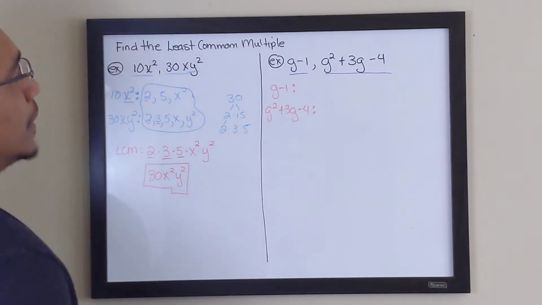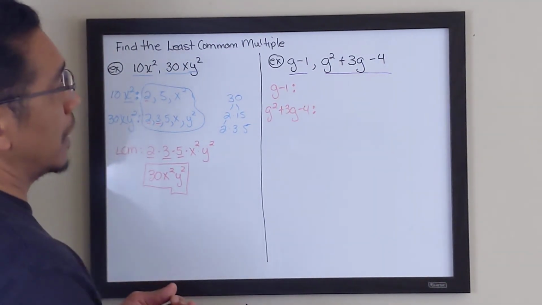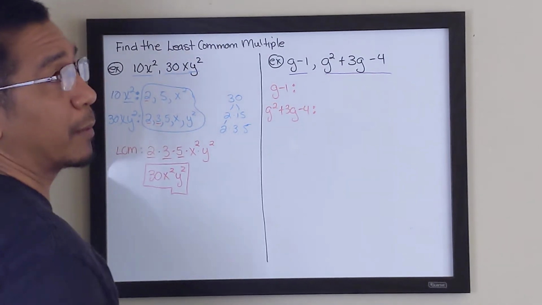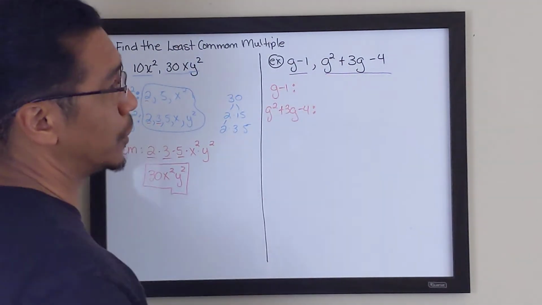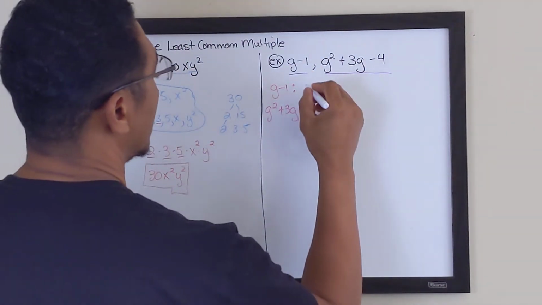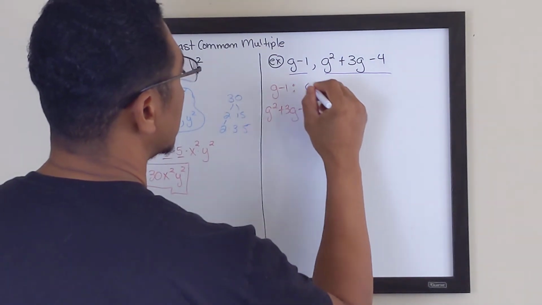For g minus 1, looking at it, it is prime. We cannot break this down. There's no factoring method that we can use to break this down anymore. So that is going to be g minus 1. It stays the same.